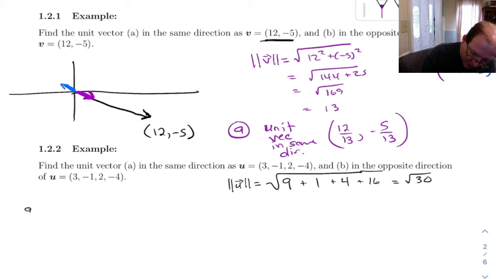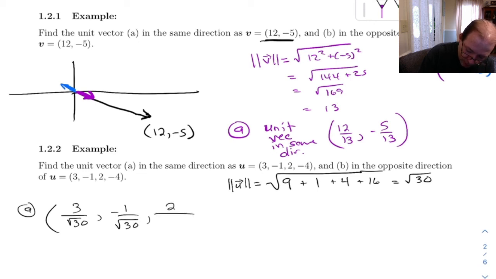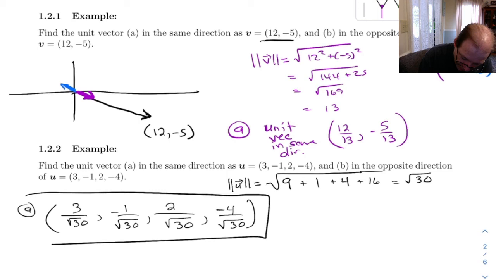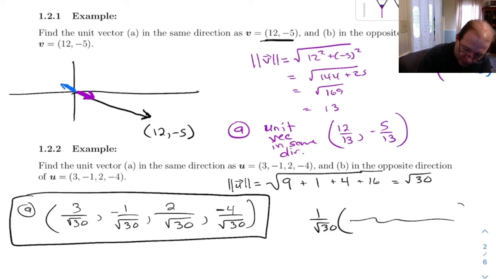So for the one in the same direction, that's going to be 3 over root 30, negative 1 over root 30, 2 over root 30, and negative 4 over root 30. And I am not picky at all about having radicals in the denominator. Leave your answer like that. The other thing you could do is you could, if you wanted to, just write 1 over root 30 and then copy the original thing down there. That's just as good.